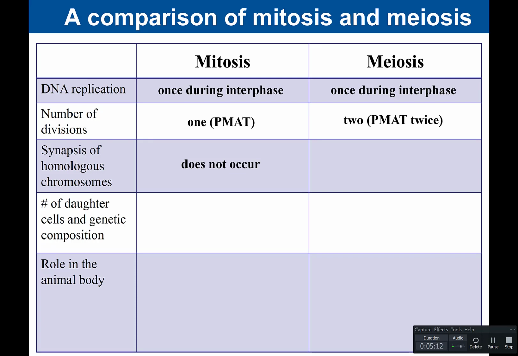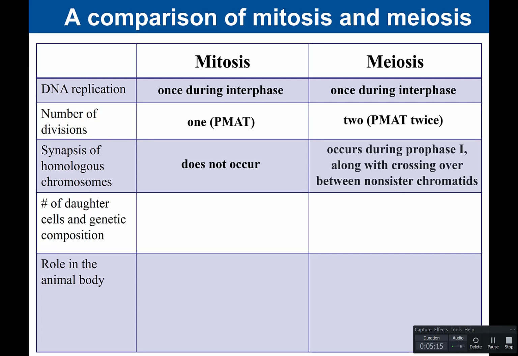And when it happens in meiosis, it happens during prophase I, with crossing over between non-sister chromatids of a homologous pair. So chromosome number 1, for example, from both mom and dad, can come together and they can cross over between non-sister chromatids. In mitosis, number of daughter cells and genetic composition: how many cells does mitosis produce? Mitosis is going to produce 2, each diploid and genetically identical to the parent.